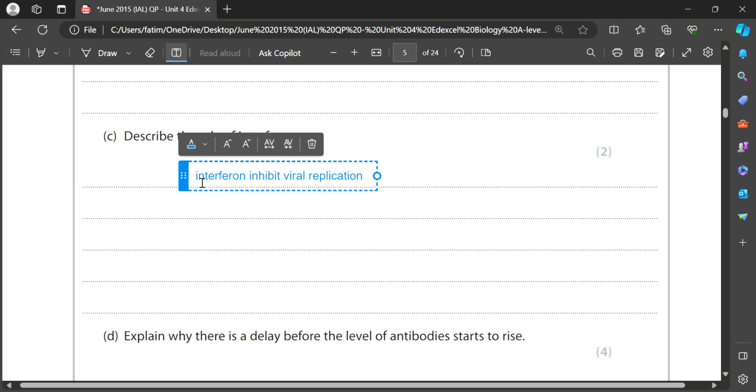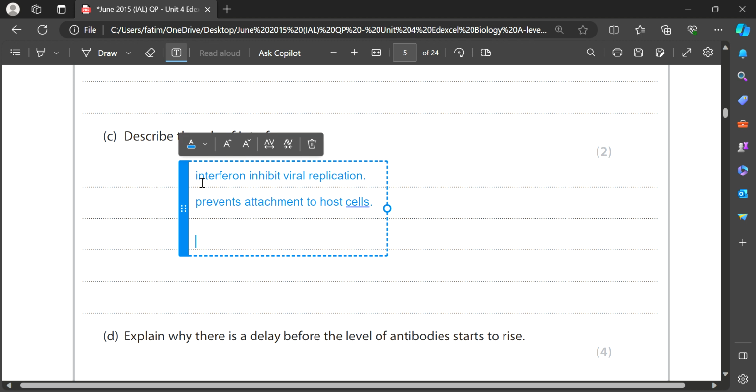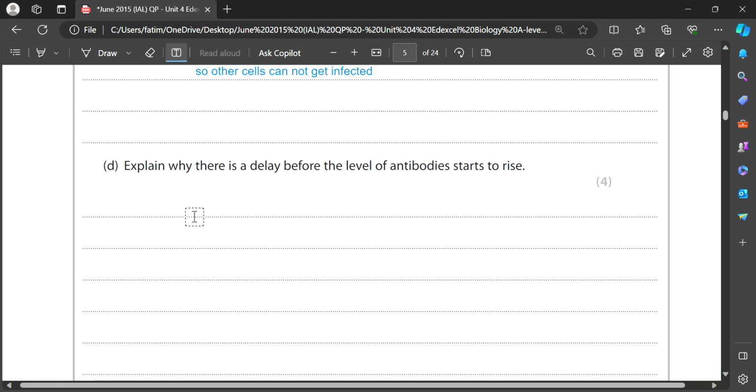That's one point. And then we're going to say that it prevents attachment to host cells, so other cells cannot get infected. Okay. Explain why there is a delay before the levels of antibodies start to rise.